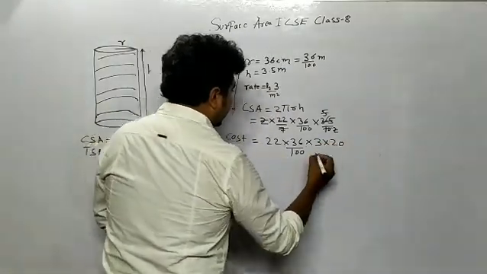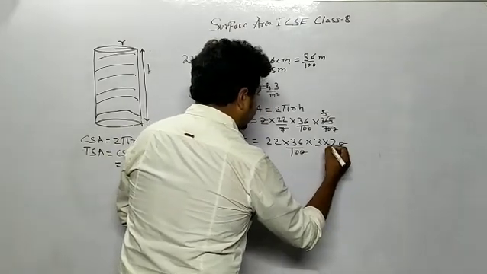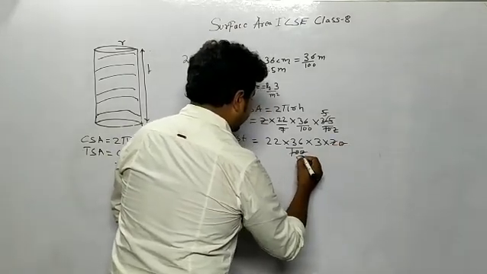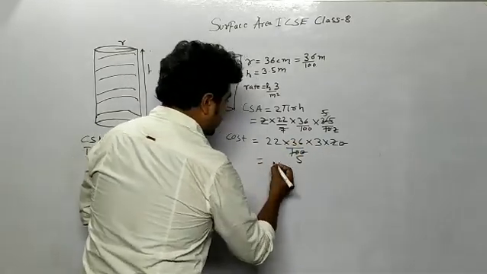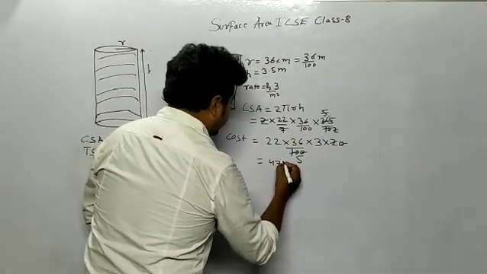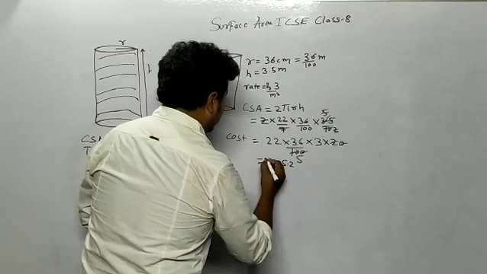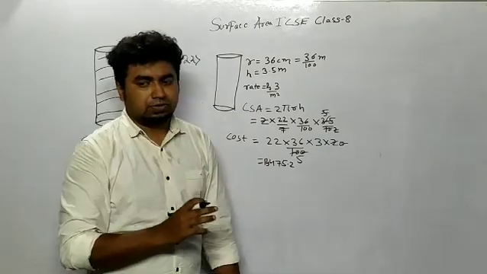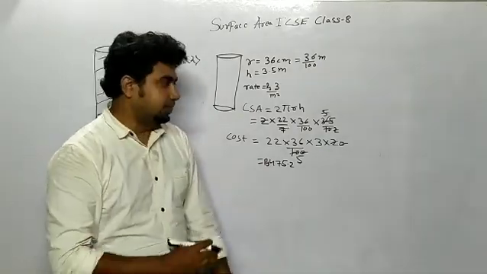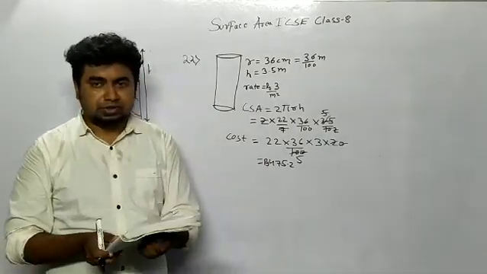20 pipes are there, so I will be multiplying. 1 0 will be cancelled, 2 and 5. 36 into 3 is 108. Means we will be getting 475.2 rupees. This is the cost of the total pipes, total 20 pipes. So this is question number 22.